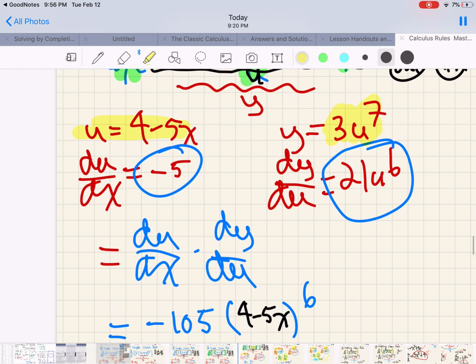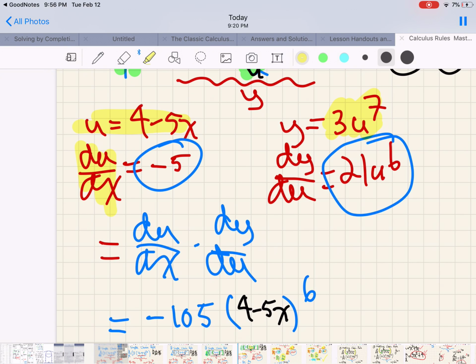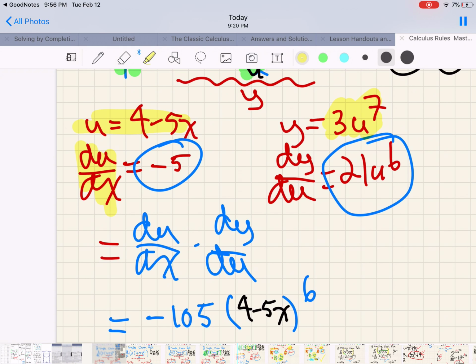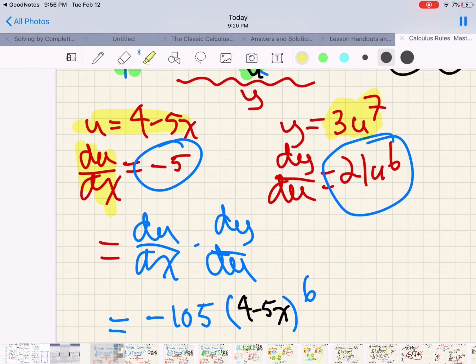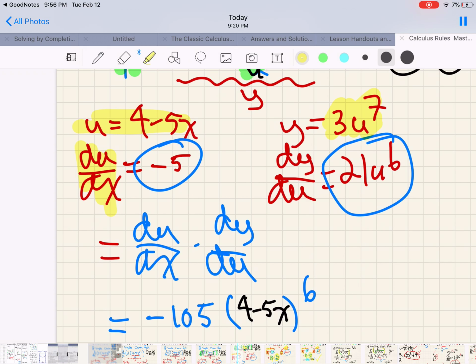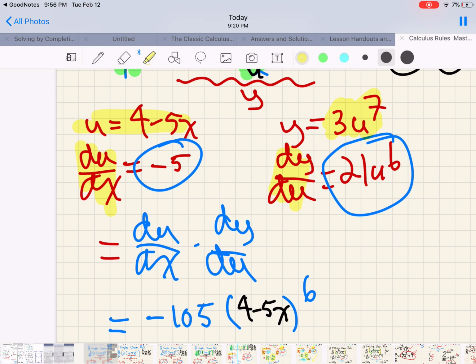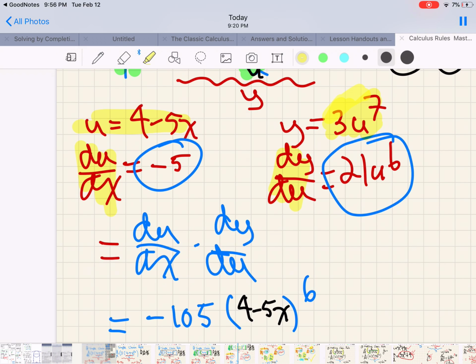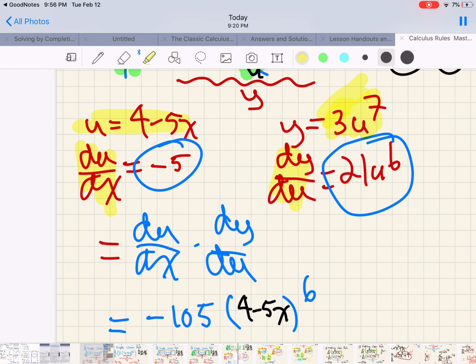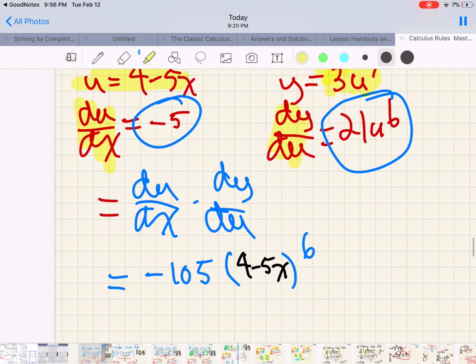Now we need to do our derivatives. Du by dx is simply negative 5. By the way, this is a simple case of the chain rule. Then we've got our y value, then I do dy by du. And 3 times 7 is 21, for this one here. And then I reduced the exponent by 1, so it's u to the 6th.